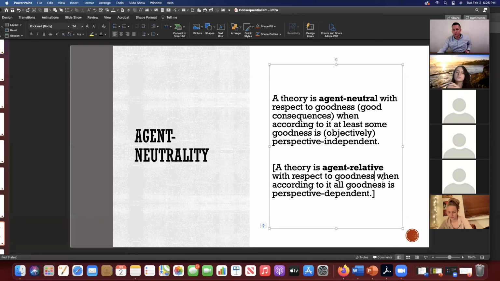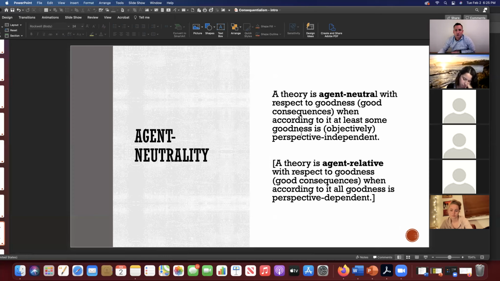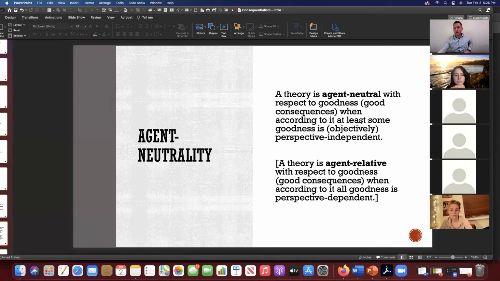So it's maybe initially a little tricky to understand the difference between these views. I'm going to build in good consequences here real quick before I forget. Again, consequentialism is going to be an agent neutral theory, and according to it, at least some outcomes are going to be perspective independent. They're going to be good in some perspective independent way. They don't even have to claim that all of them are, just some of them are. That's an important qualification to note. That's why I include "at least some" in the way I try to quasi-define what it means for a theory to be agent neutral with respect to goodness.